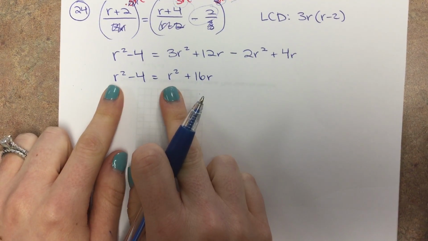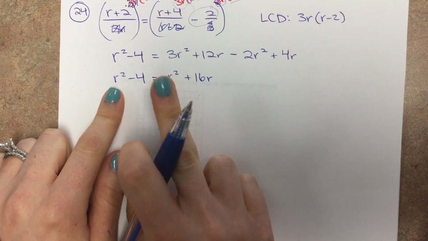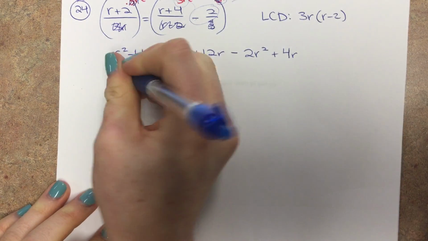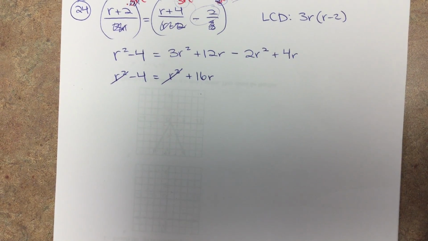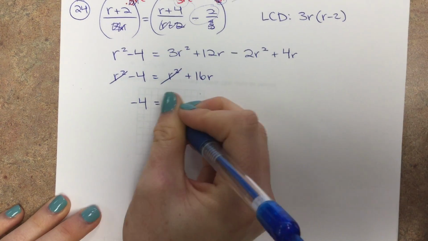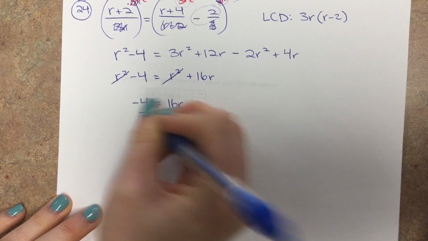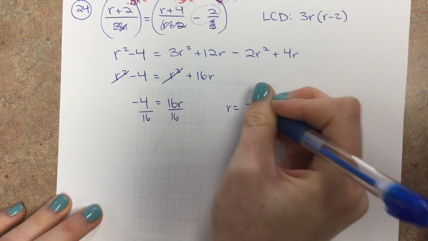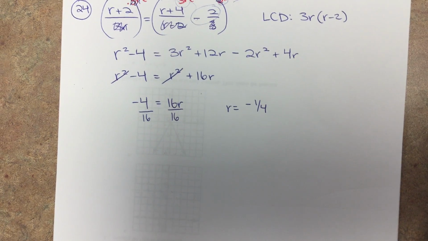Okay, do you guys remember this? Do you remember what I said the other day? If you have the exact same term on both sides, what happens to these terms? They cancel. Good. If I were to subtract an r squared from both sides, they would both be gone. So I have just a negative 4 on the left and then a 16r on the right. Divide both sides by 16. What does that reduce down to? Negative 1/4. Good. The numerator is smaller, so that reduces down to negative 1/4.